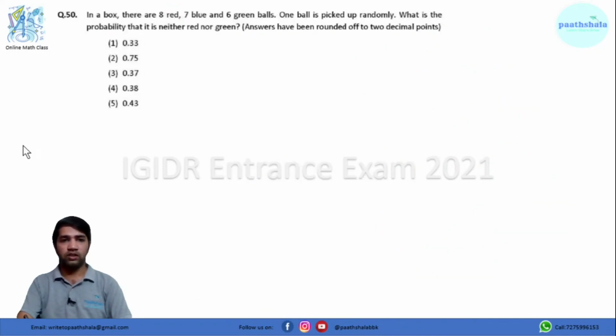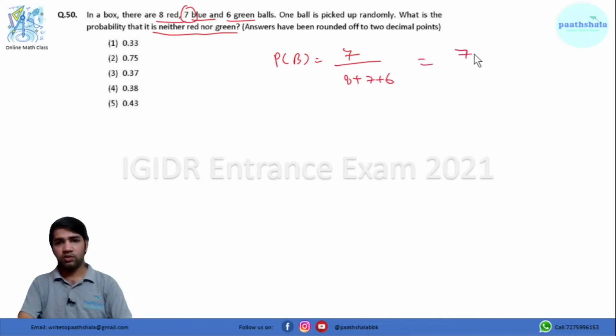Now let's move to the last question of the set. Okay, so here it is saying that in a box there are 8 red, 7 blue, 6 green balls. One ball is picked up randomly. What will be the probability that it is neither red nor green? Okay, as it is neither red nor green, this will be the probability of blue. So there are 7 blue balls, this will be our favorable case, and total cases are 8 plus 7 plus 6. So this is coming out to be 7 upon 21, which is 1 by 3, and in decimal this is 0.33. So option 1 is the right option.